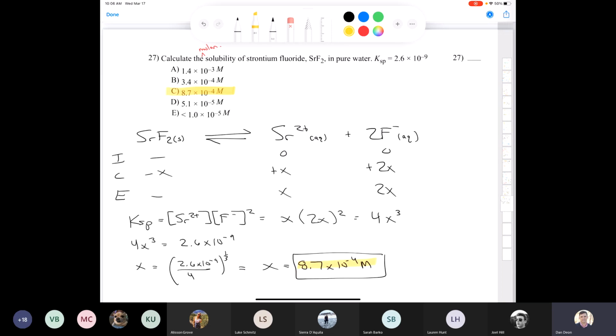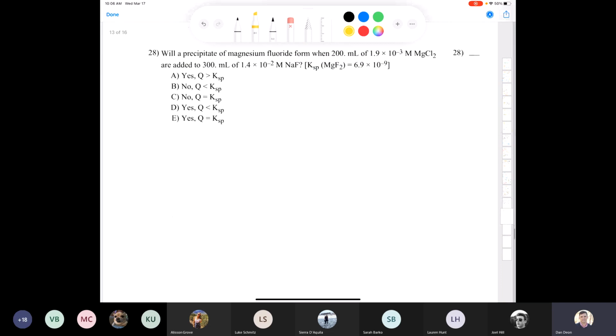Let's see. Question 28, another one. We tried a few of these. It says, are you going to make a precipitate of magnesium fluoride? They give us the Ksp of magnesium fluoride here. Will you make some magnesium fluoride precipitate if you mix 200 mL of magnesium chloride with 300 mL of sodium fluoride?